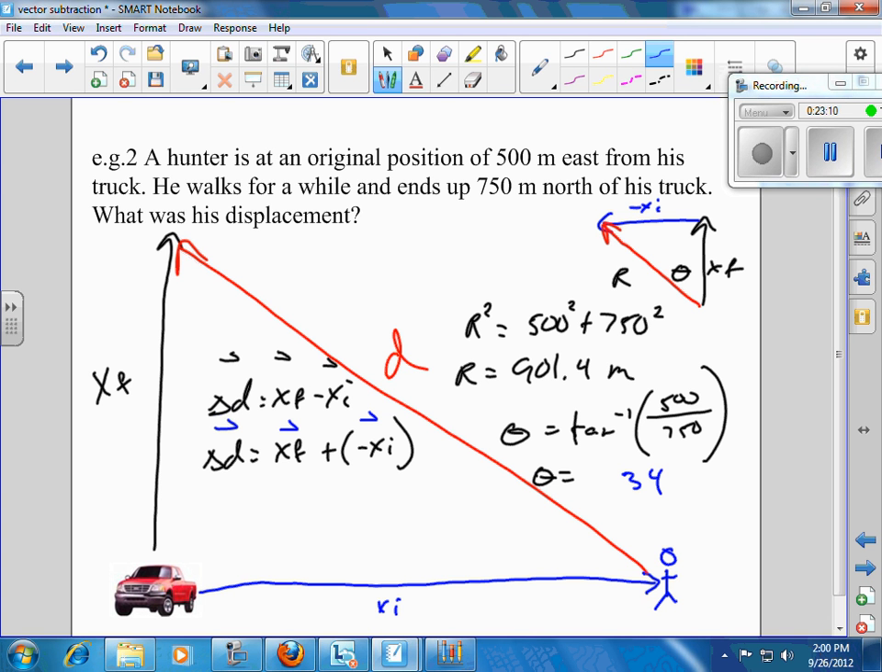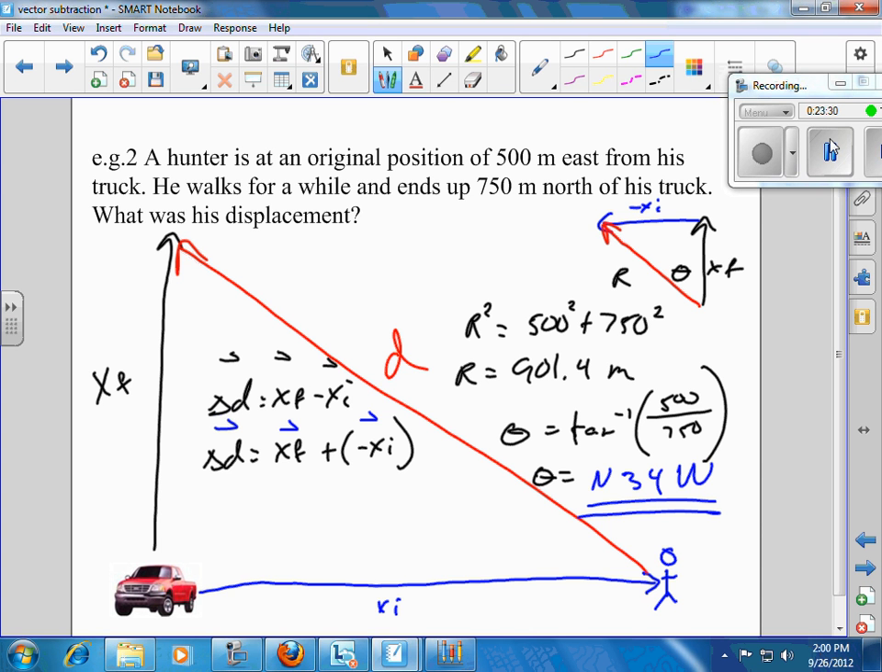Now that's going to be looking north, going 34 degrees to the left, which is known as west. Nobody says north 34 left. It only works if you're facing north. I'll say left. West, okay, yeah.